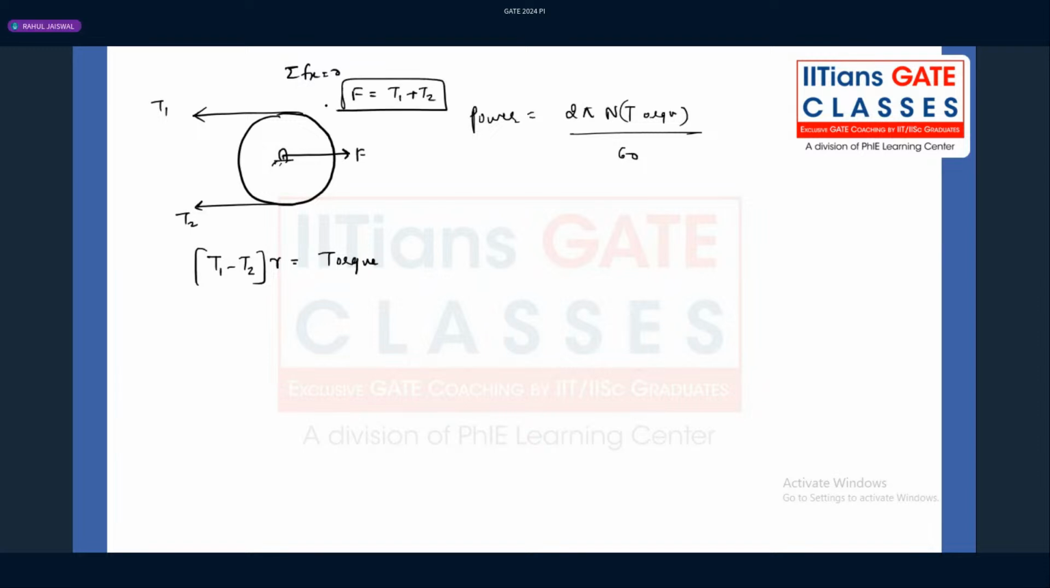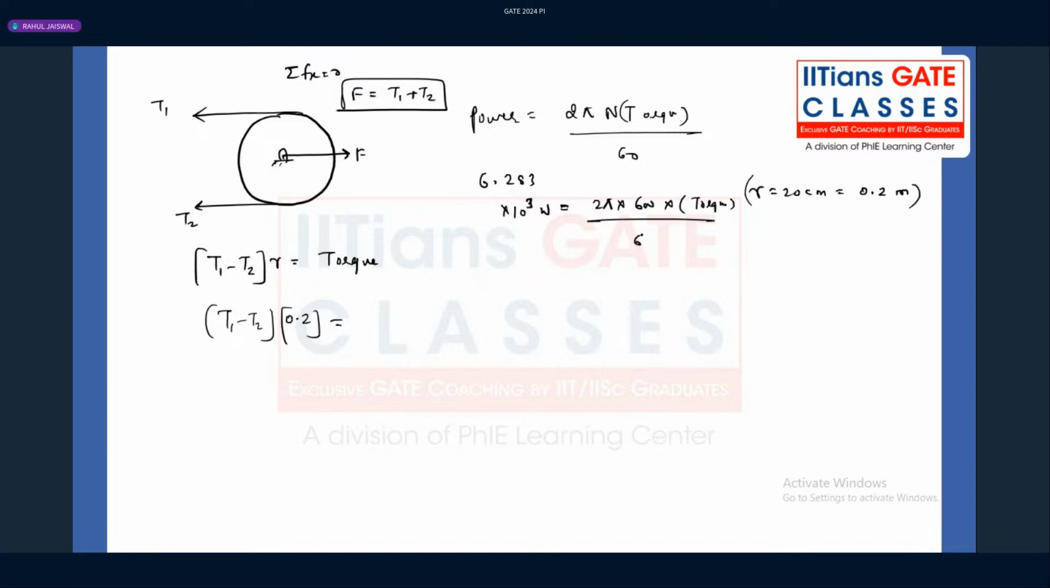So before finalizing our answer, we need to calculate T1 and T2. One thing you know, T1 minus T2 into radius, which is 0.2 meter because the radius is 20 centimeter, and if you convert to meter, it will be 0.2 meter, that is equal to torque. What is the torque value, guys? The torque value we don't know. We need to calculate: 6.283 into 10 to the power 3 watt is equal to 2 pi into N, N is 600, into torque over 60. Then what is the torque value, guys?